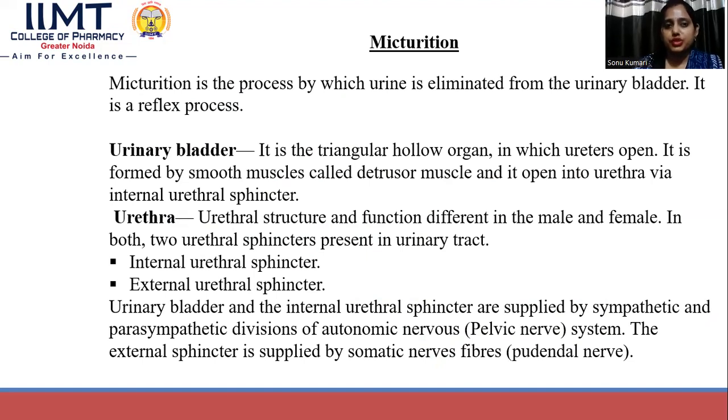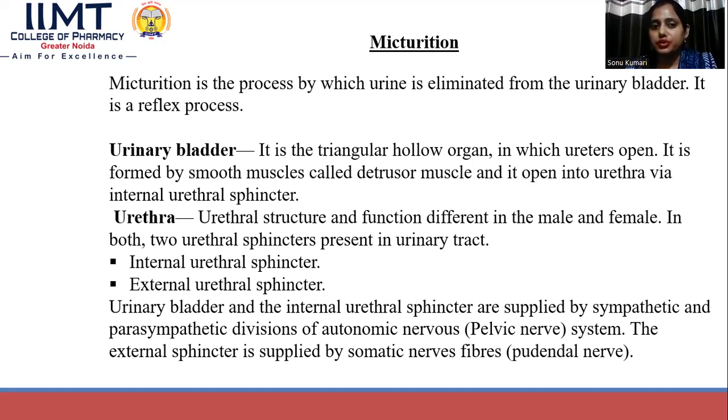Now, micturition. Micturition is the process by which urine is eliminated from the urinary bladder. It is a reflex process. The urinary bladder is a triangular hollow organ into which the ureters open. It is formed by smooth muscles called detrusor muscle. It opens into the urethra via the internal urethral sphincter.